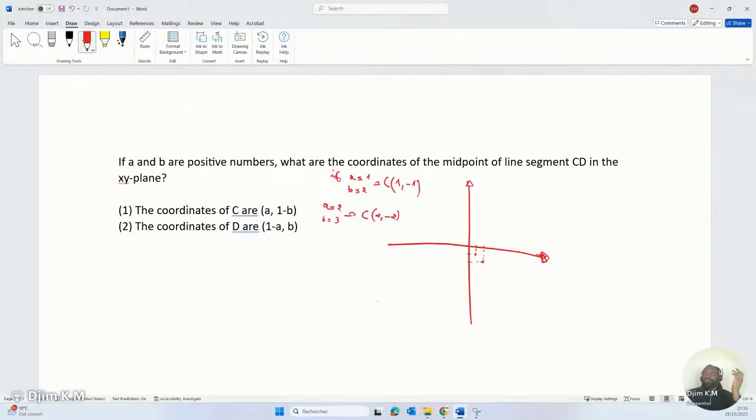We also don't know the values of A and B. So let's say if A is 1 and B is 1, C is 1, 0. So it can be here. The same logic will apply for the coordinate in the second condition. So the first alone is not sufficient.